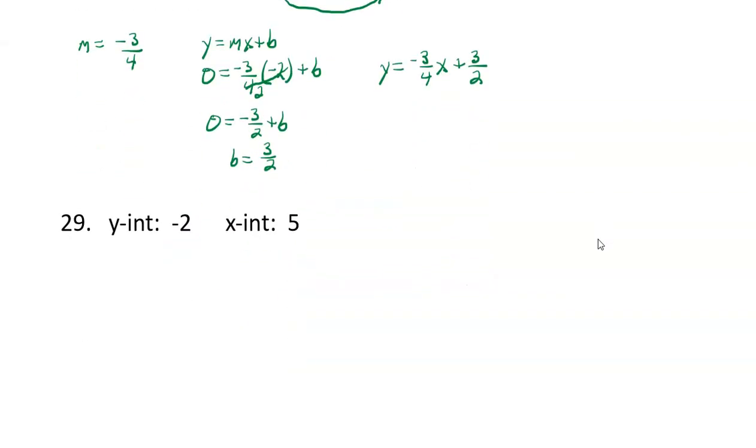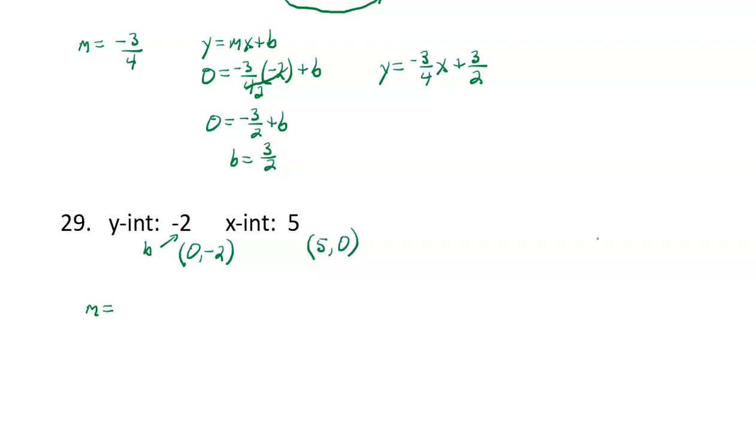Okay, number 29. There is a line that has a y-intercept at negative 2 and an x-intercept at 5. Well, since the y-intercept is negative 2, that is the value of b. But we don't know the m, so we need to find the value of m. Well, what are these numbers but as ordered pairs? Like when it says the y-intercept is negative 2, that's really the ordered pair 0, negative 2. And when it says the x-intercept is at 5, that's the ordered pair 5, 0.